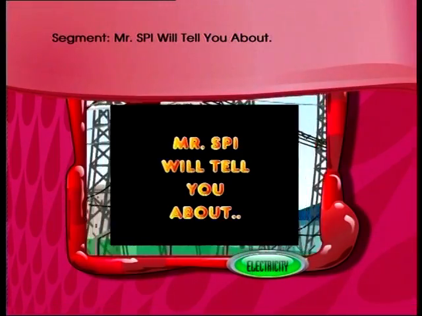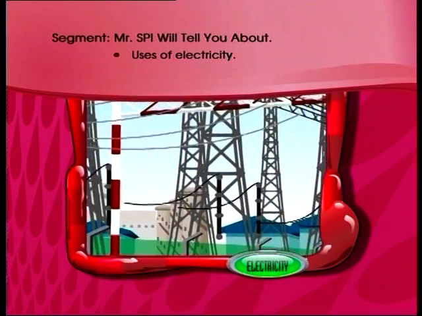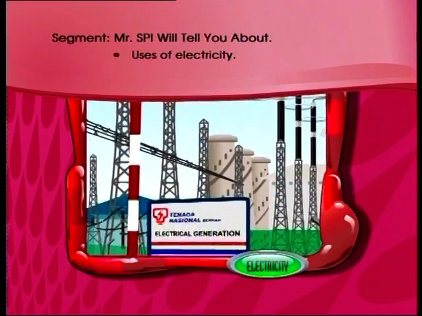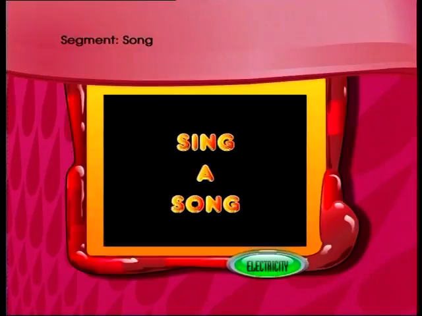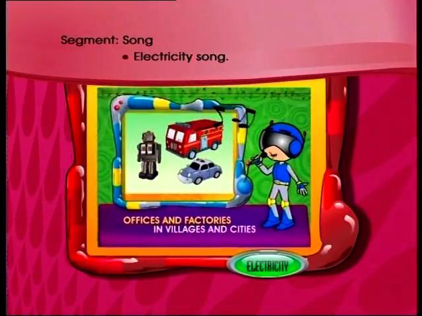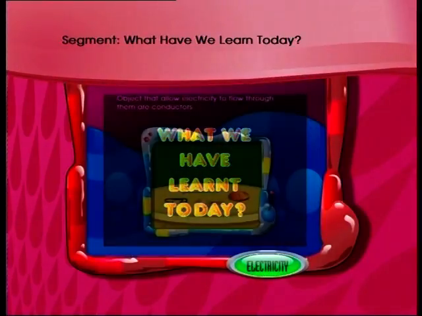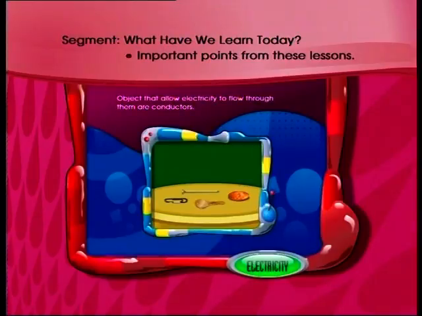In segment Mr. SPI will tell you about, we will learn about the uses of electricity. In segment Songs, we will have a fun time singing a song about electricity. In segment What Have We Learned Today, we will see the important points from these lessons.